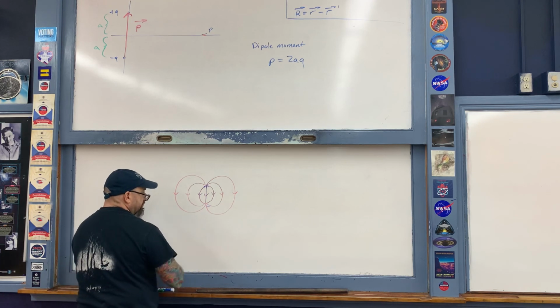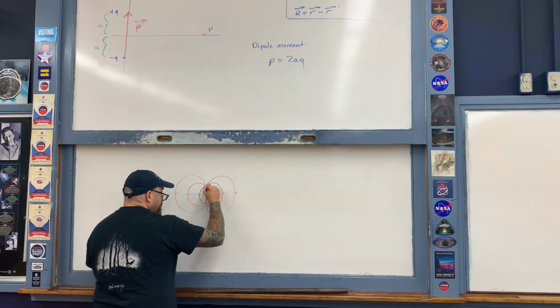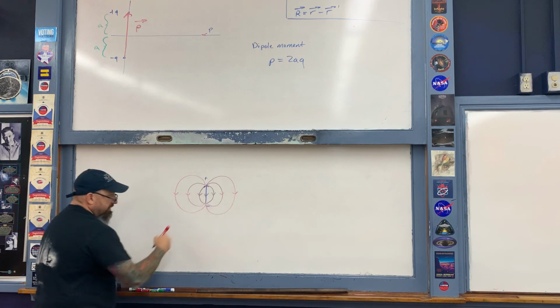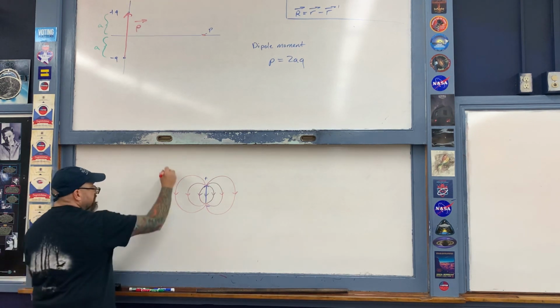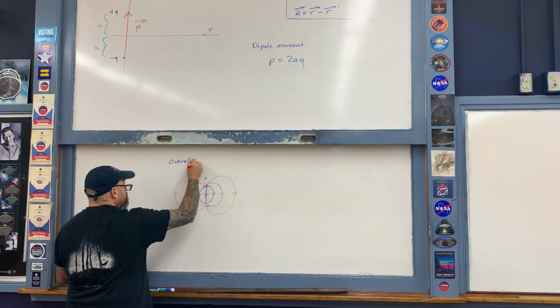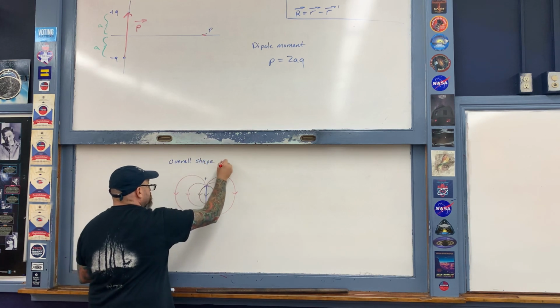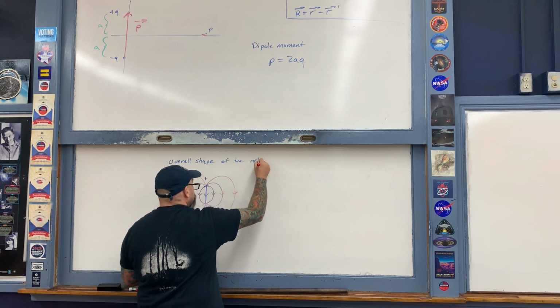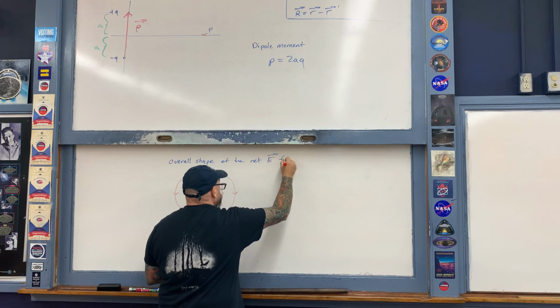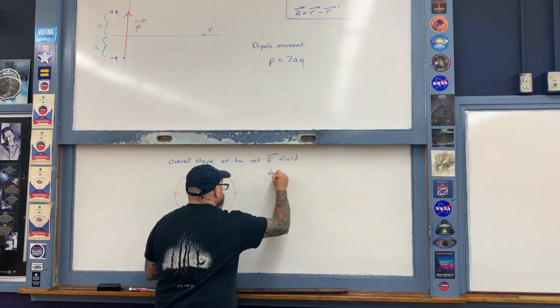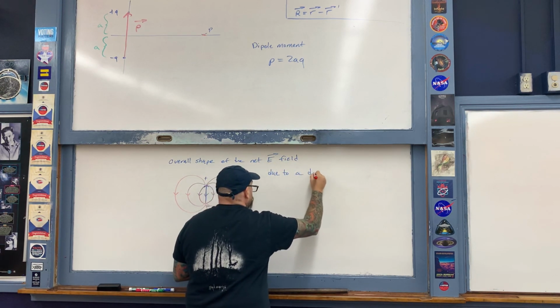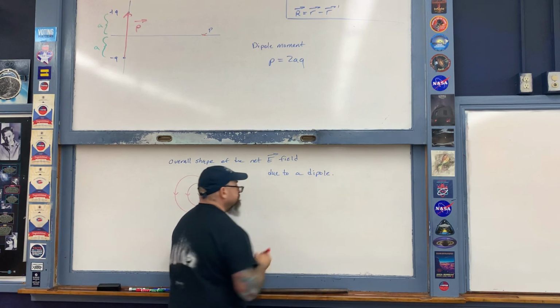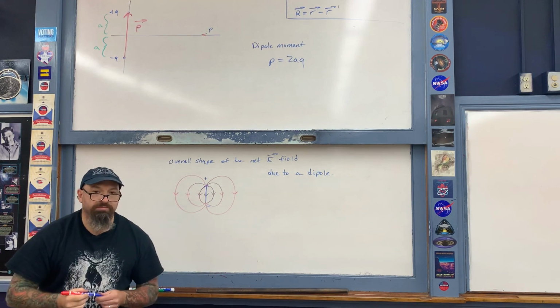Once again, the positive side of the blue dipole moment is here, whereas its negative side is here. So this is the overall shape of the net electric field due to a dipole. Okay, that concludes this lecture on dipoles.